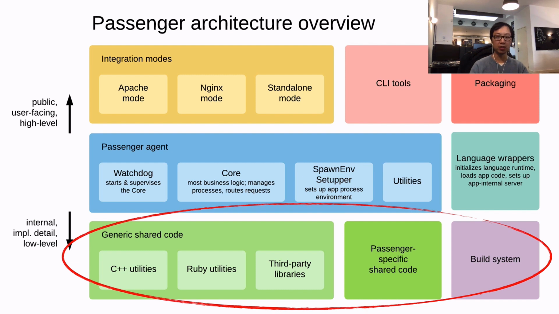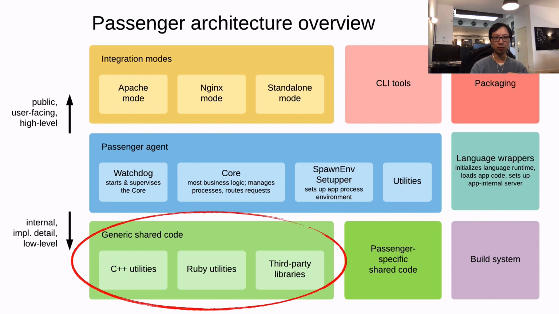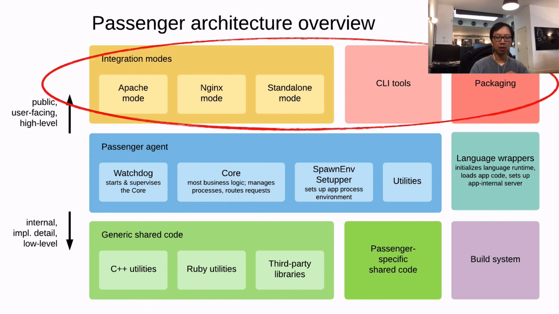The bottom layer implements details and low-level behavior. A large part of this can be reused outside the context of Passenger too. For example, the generic shared code package contains code for memory management, sockets, strings, integer algorithms, crypto, etc. The top layer implements high-level, user-facing business logic. For example, the Apache and Nginx integration and the configuration options that come with them are part of this layer. Command line tools and packaging are part of this layer as well. However, the integration mode package is deliberately kept as small as possible because we want to minimize duplication of effort between the different integration modes.